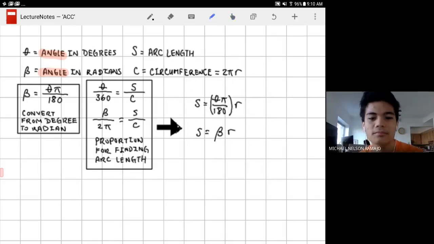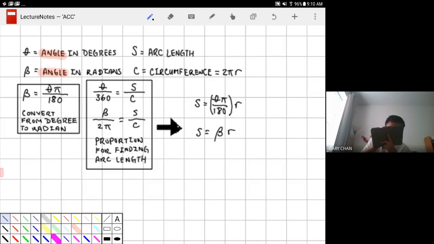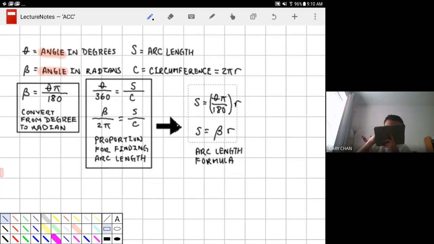Cool. Okay, so there are two different formulas that you need to be familiar with. One for finding arc length if you're given something in degrees, and the other is for if you're given something in radians. So this right here is the arc length formula. That's the arc length formula.